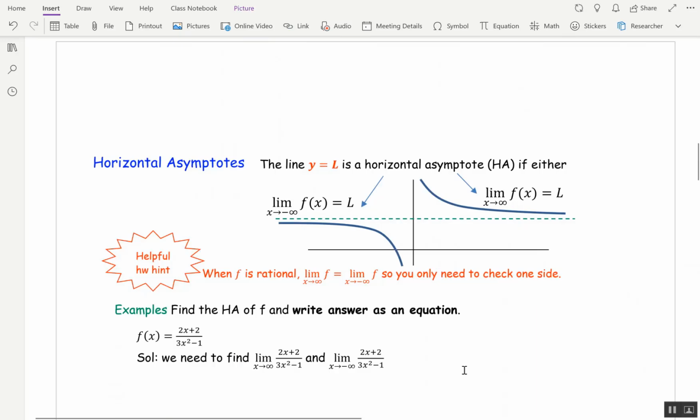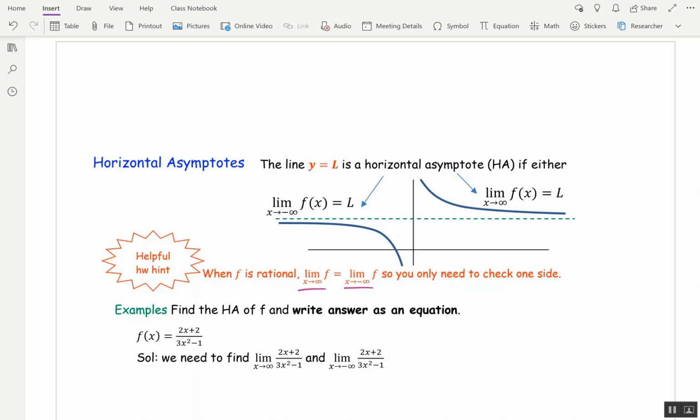The line y equals L is a horizontal asymptote if either the limit as x goes to negative infinity of f of x is L, or the limit as you go to positive infinity is L, or both. Helpful hint, for rational functions, you don't have to go to negative infinity and infinity because the limits are going to be the same. This limit is the same as that limit. So only do the positive side, it's easier.